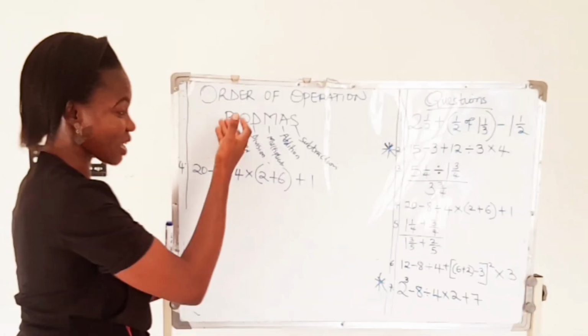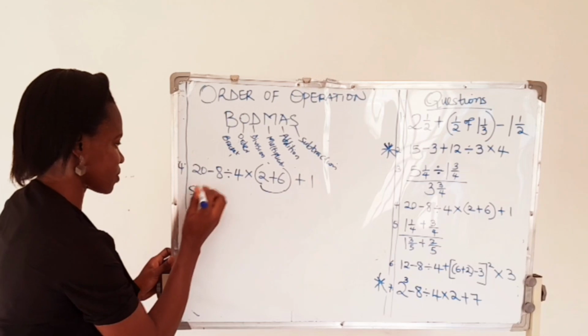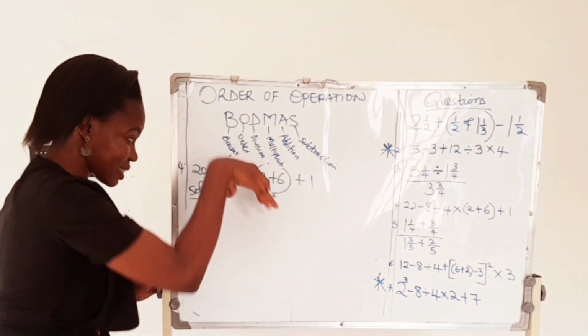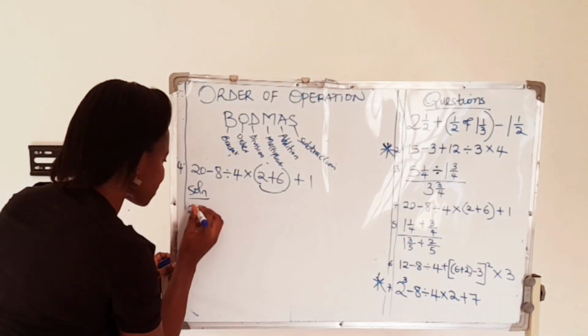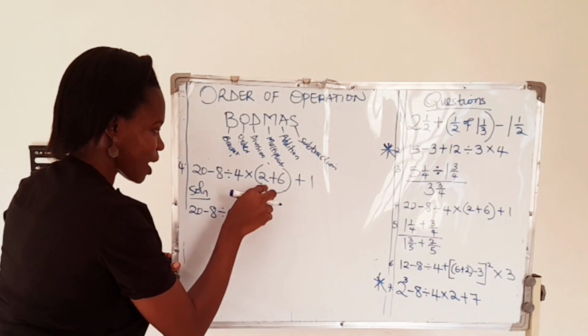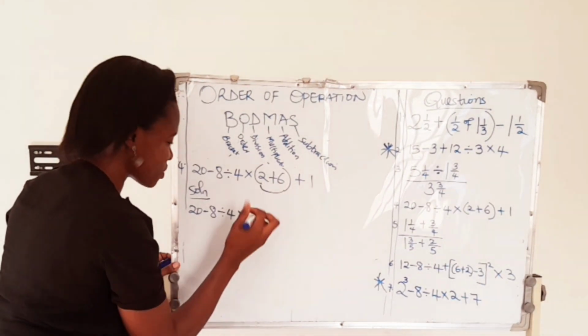The rule tells us that bracket comes first, so I'm going to attack this first. So I'm writing down everything. Anyone that gets wrong, attack it inside there. So I will bring down 20 minus 8 divided by 4 times, and I'll solve the bracket. What do I have in the bracket? 2 plus 6. And 2 plus 6 is what?